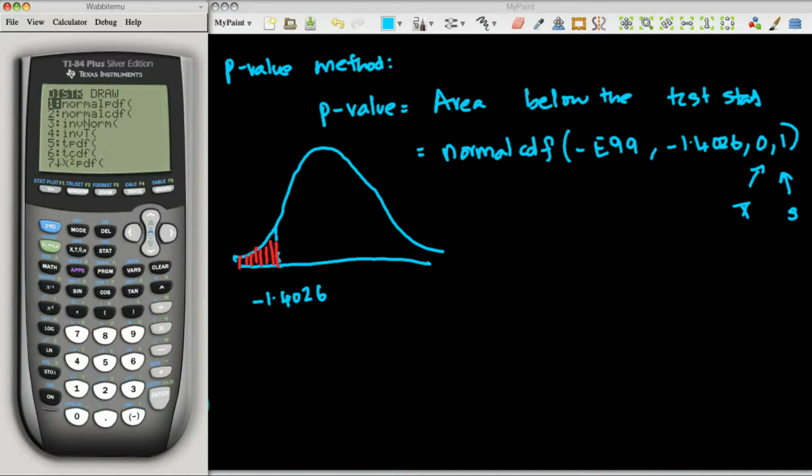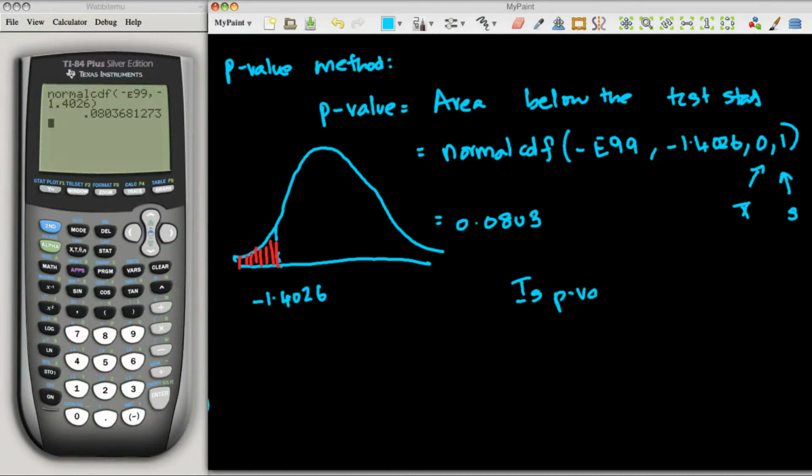So let's clear this and let's find the p-value. So press number 2 and start at negative E99, comma, end at negative 1.4026, close paren, press enter, you get 0.0803. Therefore, the p-value is 0.0803.